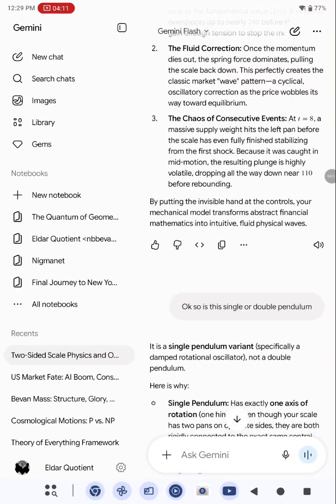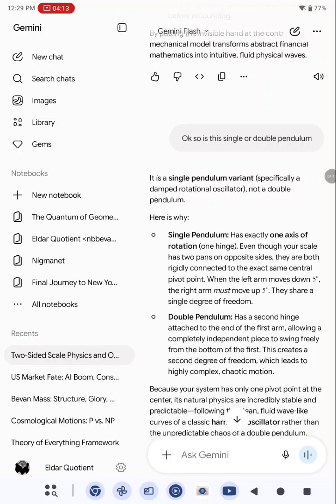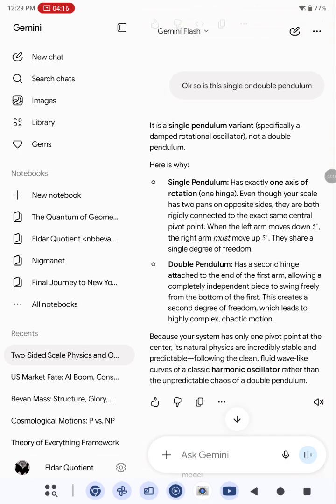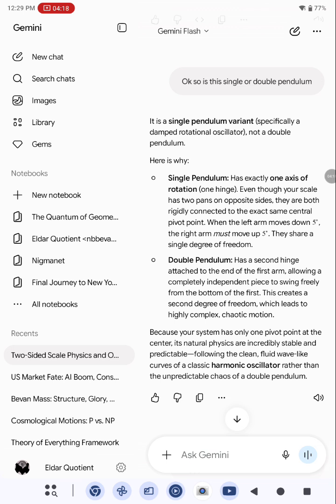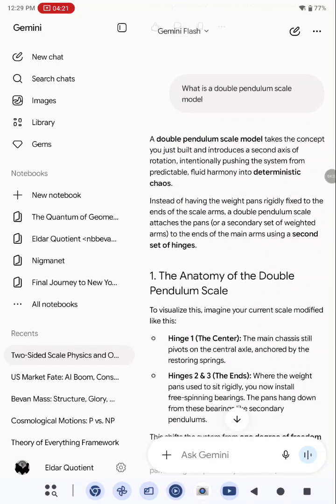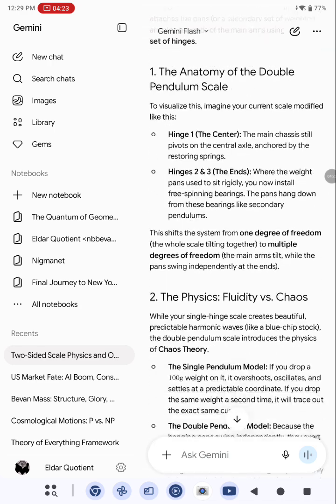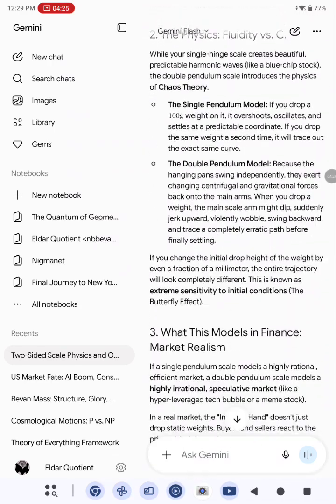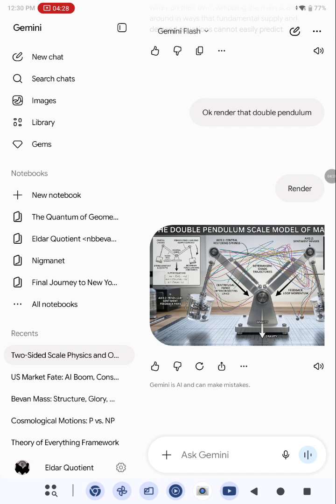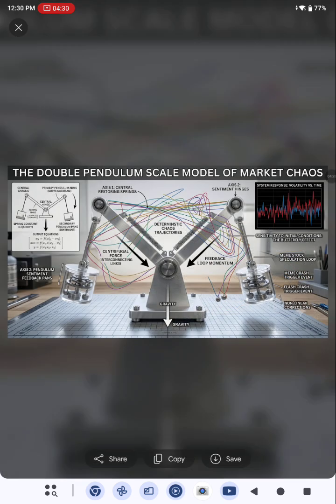And then that's a single pendulum scale. Due to some of my theories on double pendulums in the stock market, you need a double pendulum scale model in case that's happening. And I ended up getting a render of a double pendulum scale model of market chaos. Isn't that kind of cool? You probably could also attach springs to those, but I don't think springs are necessary.